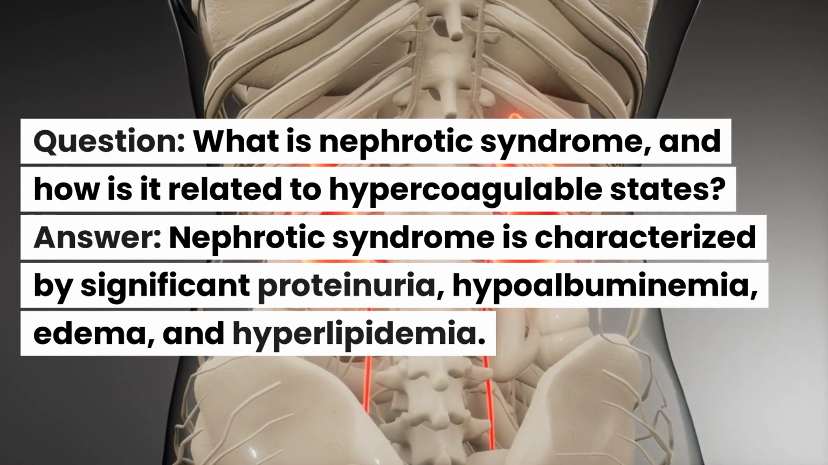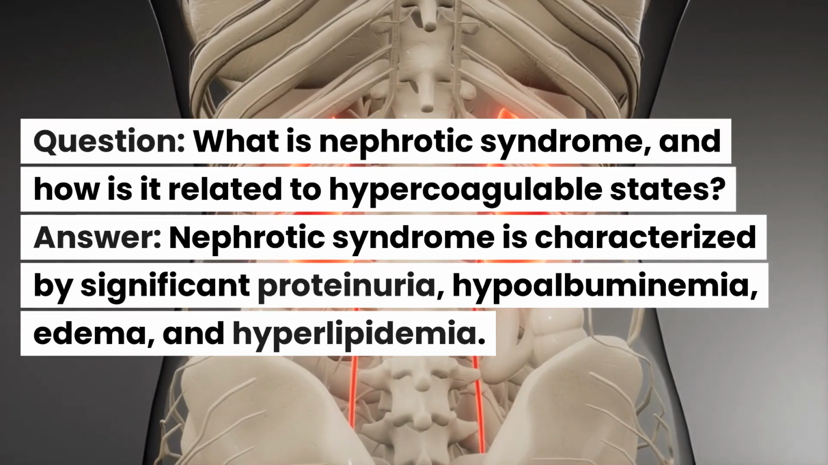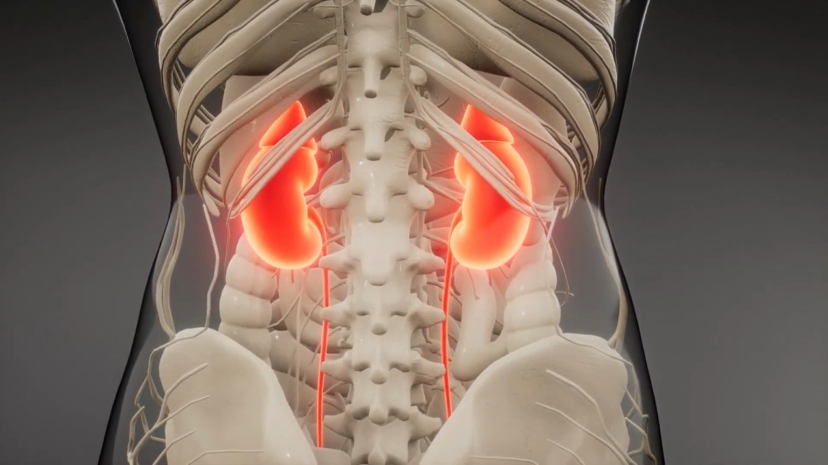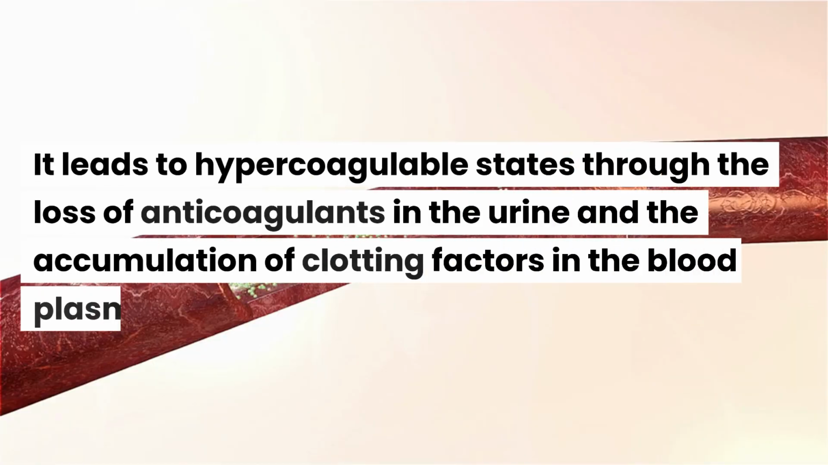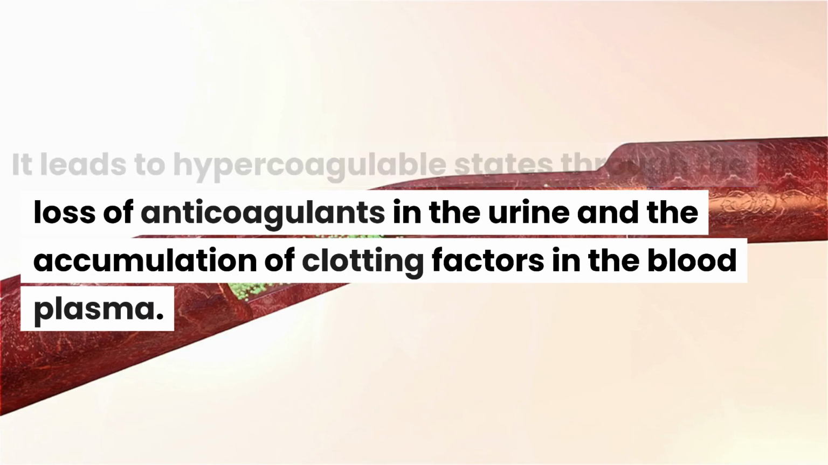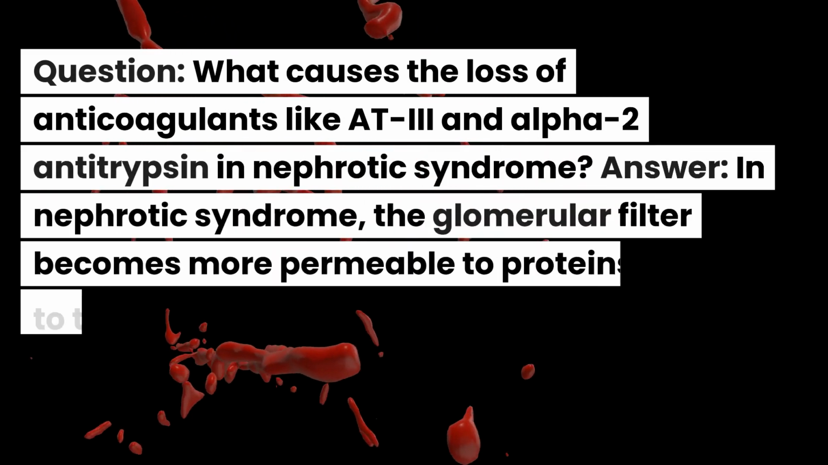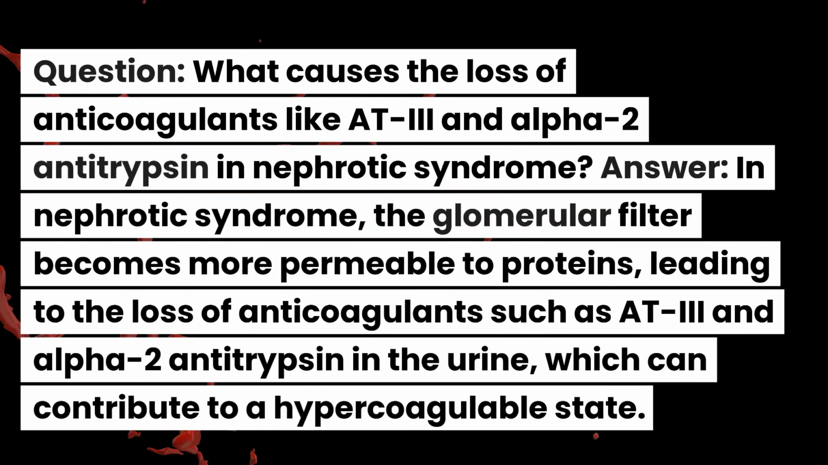Answer: nephrotic syndrome is characterized by significant proteinuria, hypoalbuminemia, edema, and hyperlipidemia. It leads to hypercoagulable states through the loss of anticoagulants in the urine and the accumulation of clotting factors in the blood plasma. Question: what causes the loss of anticoagulants like AT3 and alpha-2 antitrypsin in nephrotic syndrome?